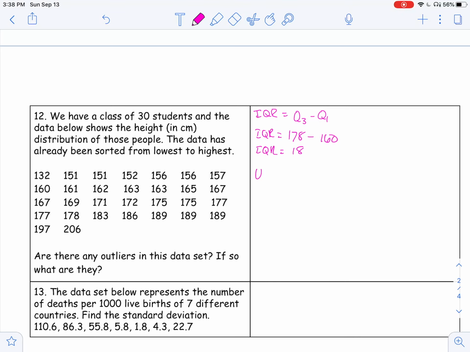So now that I have that, I need to find my upper fence. And my upper fence formula is Q3 plus the IQR times 1.5. I already know what my Q3 is. That's 178. I bring down my plus sign. I just found my IQR is 18, and I need to multiply that by 1.5.